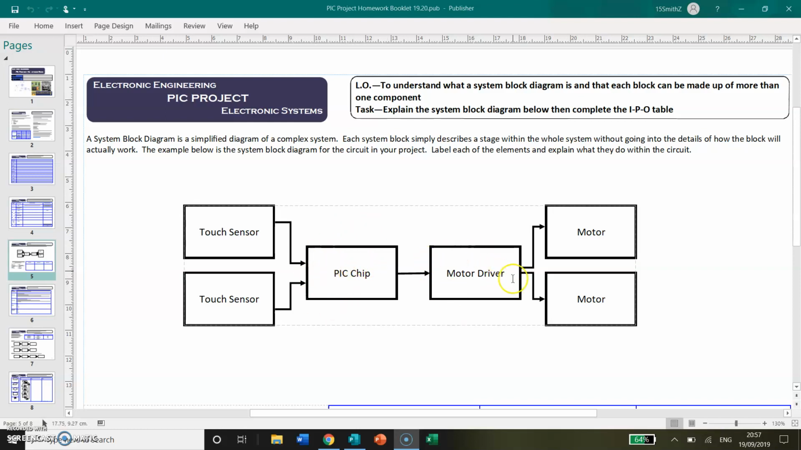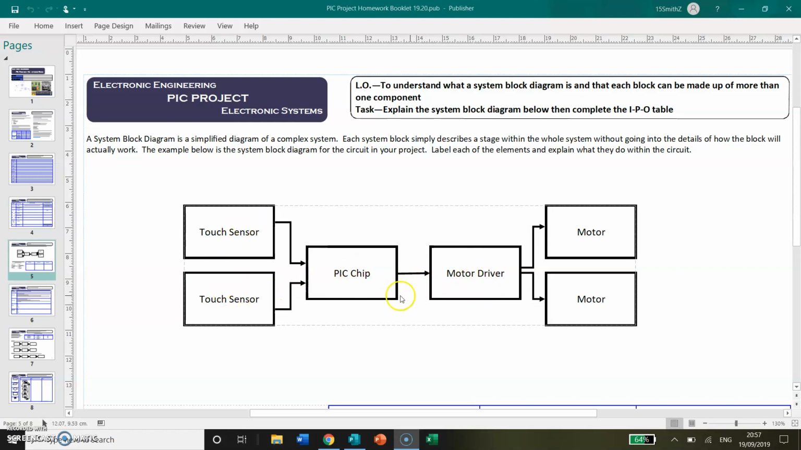It's going to control a motor driver, and then the motor driver is going to control two motors. The motor driver, we need a motor driver because we have to have a certain amount of voltage and current to be able to power the motor, and often the PIC chip cannot supply it. Plus, if we have a motor driver, we can easily get the motor to turn in either direction simply by changing the signal from the PIC chip to the motor driver.